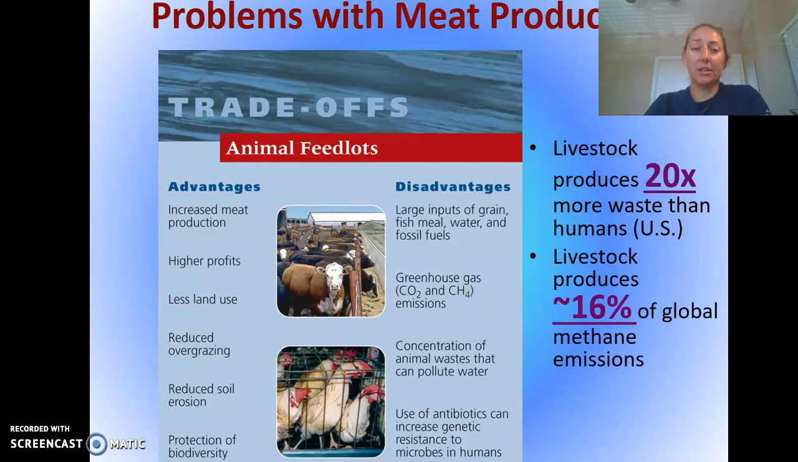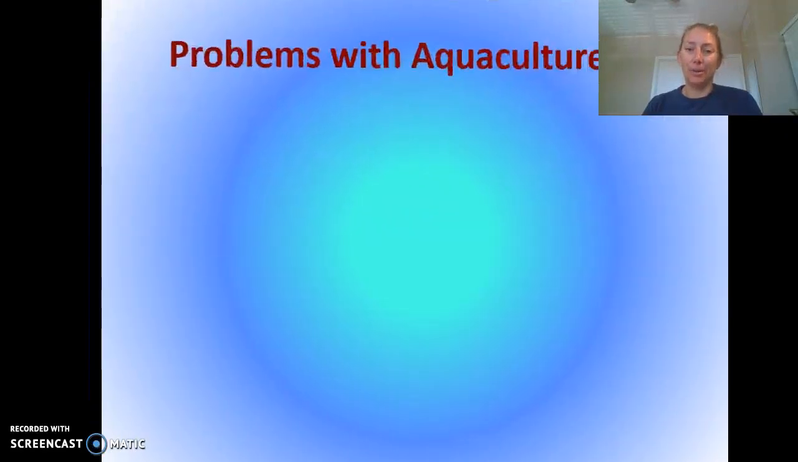About 16% of methane emissions. Now remember, methane is one of your big global greenhouse gases, although not the most potent one. The most potent or the strongest greenhouse gas, the one that traps the most heat, is nitrous oxide, but methane is bad as well. And so with all these CAFOs, confined animal feeding operations, you get a lot of concentrated amounts of methane being produced with their belching and their pooping. And so that's a big issue as well.